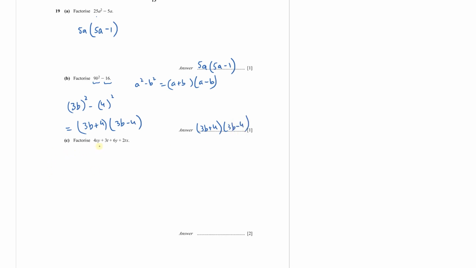Part C is factorize 4xy plus 3t plus 6y plus 2tx. So I can rearrange these values because there's nothing common between 4xy and 3t. So what I can do is bring this 6y here and bring this 3t here. So after rearranging, I can write them as 4xy plus 6y plus 3t plus 2tx. And then now I can take 2y common between these two. So if I take 2y common, I am left with 2x plus 3. And between these two, I only have t common. So plus t into 3 plus 2t.